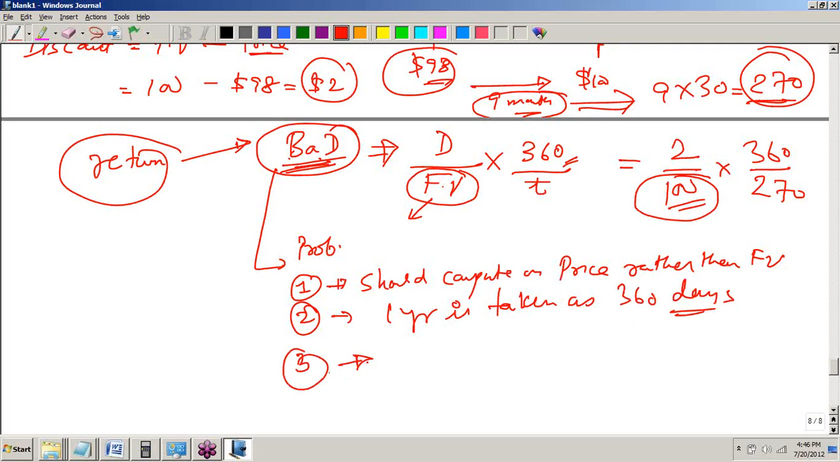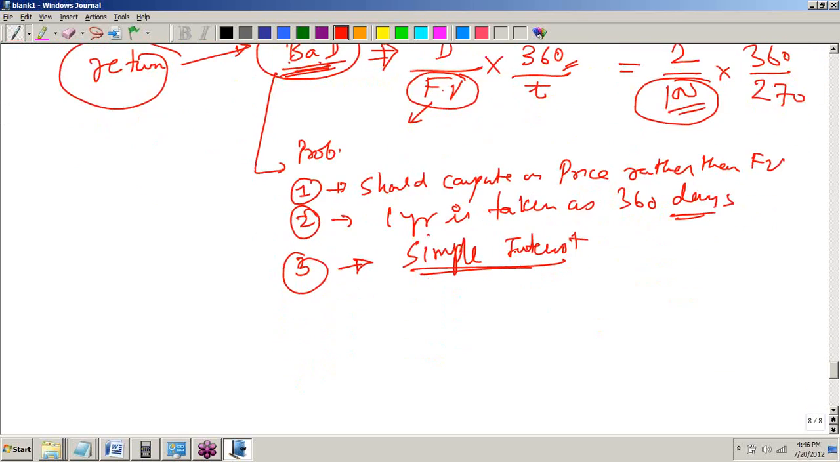Then what is the third issue? If you do this multiplication, it actually means that you are doing a simple interest. The interest is simple: it is multiplication with the time, that is, how many time periods you have. It is a simple interest. It is not a good measure.